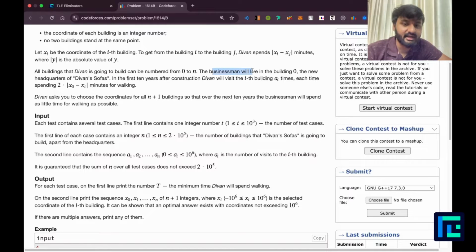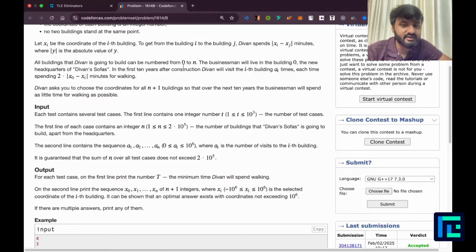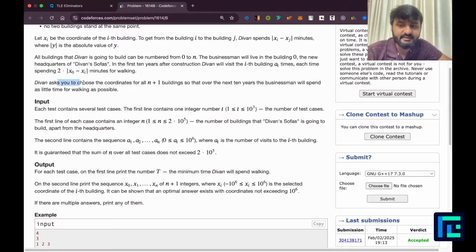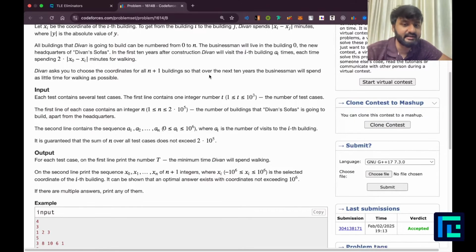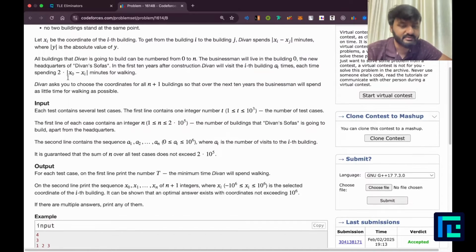The businessman himself will live in building 0, the new headquarters, that is Divan's Sofa. In the next 10 years after construction, Divan will visit the ith building ai number of times, each time spending 2 * |x0 - xi| minutes for walking. Divan asks you to choose the coordinates for all n+1 buildings so that over the next 10 years, the businessman will spend as little time for walking as possible.